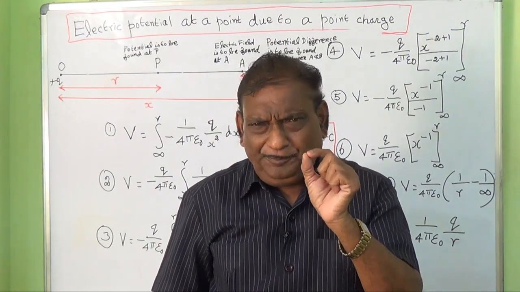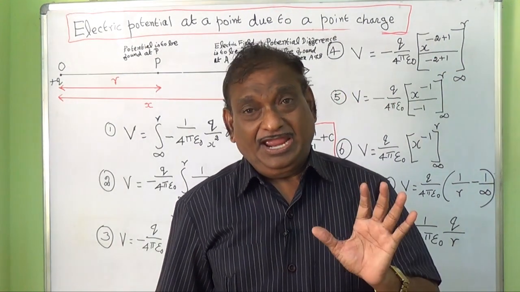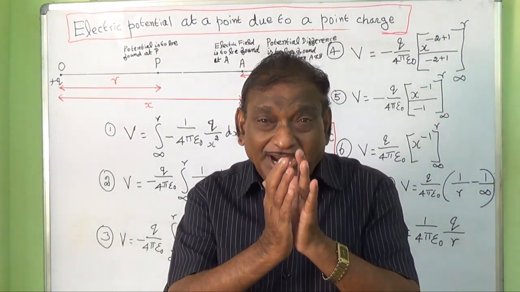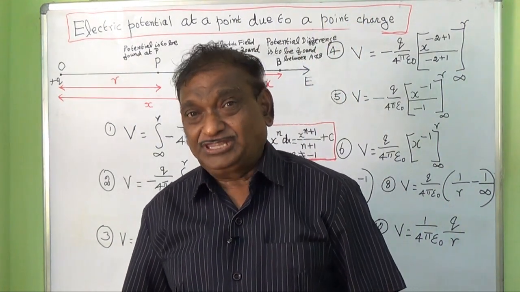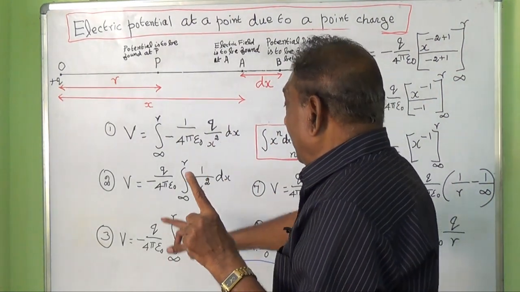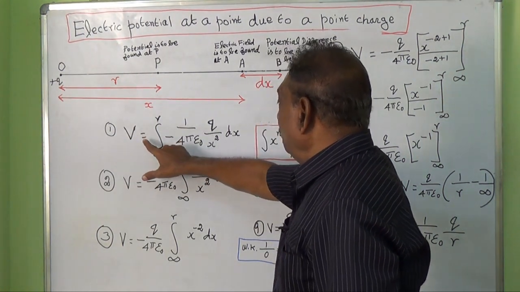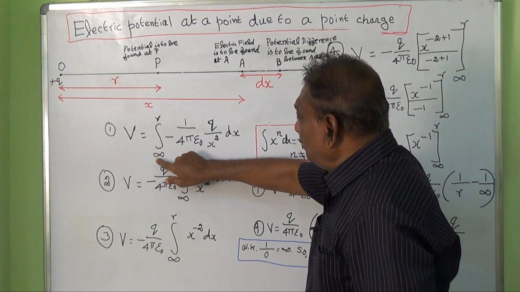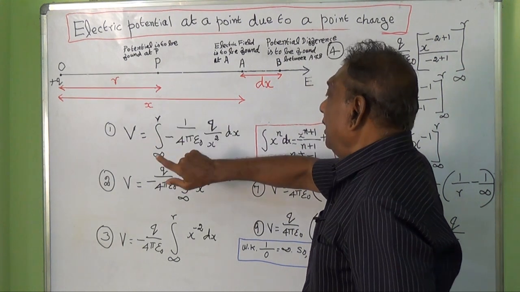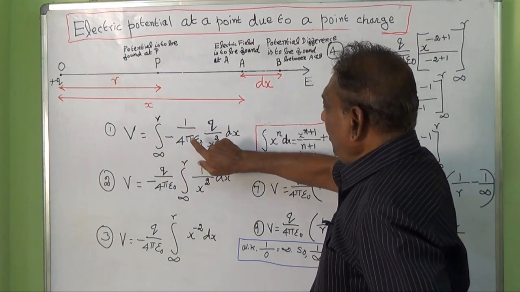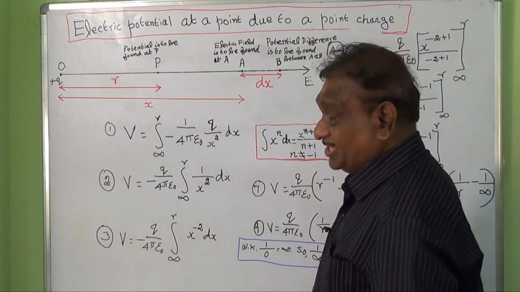In order to make the students understand the concept of integration, I have explained the integration concept in 10 steps. In the first step, it is written that the potential V equal to integral infinity to R. Infinity is the lower limit, R is the upper limit, minus 1 by 4 pi epsilon naught q by x square dx. This is the first step.